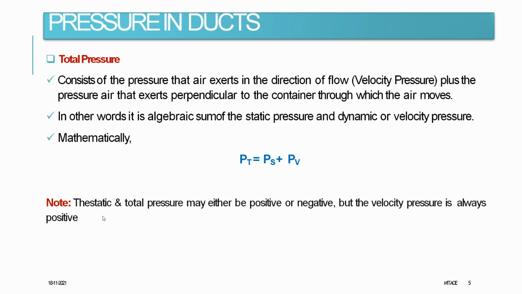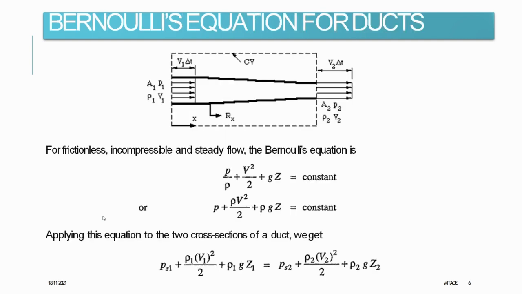Now static and total pressure may be either positive or negative, but the velocity pressure is always positive. Static pressure can be negative depending upon the atmospheric pressure. So total pressure can be negative or positive, but velocity pressure is always positive.